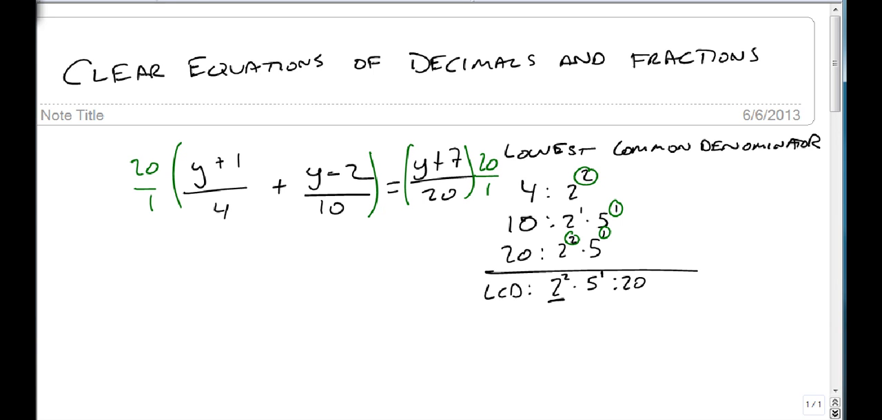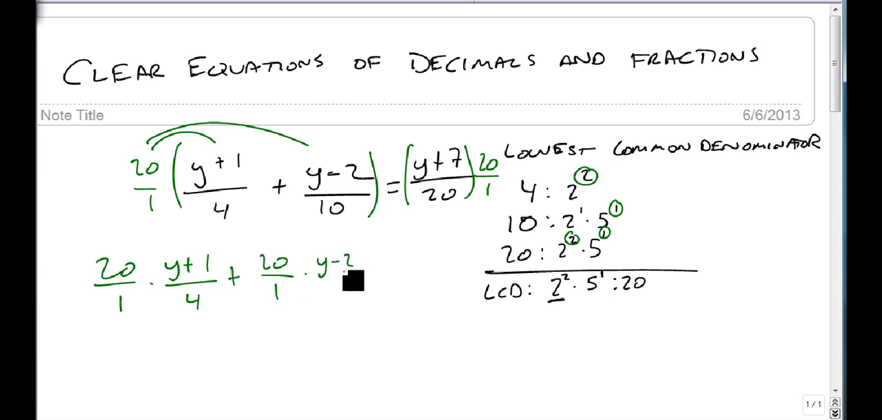And we're going to distribute. So now I get 20/1 times (y + 1)/4 plus 20/1 times (y - 2)/10 equals (y + 7)/20 times 20/1. Remember, multiplication is associative, so the order doesn't matter a whole lot. But now we can divide out our fractions. 20 divided by 4 is 5. 20 divided by 10 is 2. And 20 divided by 20 is 1.